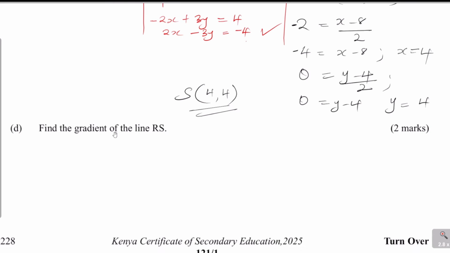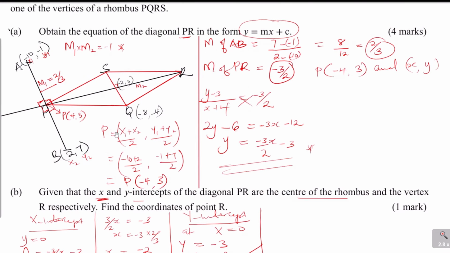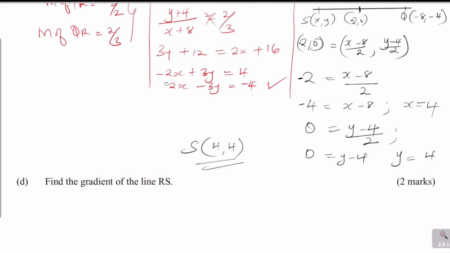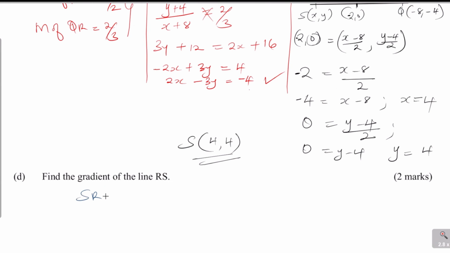To get the gradient of RS, when you look at the diagram, you can see RS is parallel. Remember the properties of a rhombus, that is what you're using here. This side is parallel to this side. So SR is parallel to PQ, and that means they have equal gradients. SR and PQ have equal gradient because they are parallel.